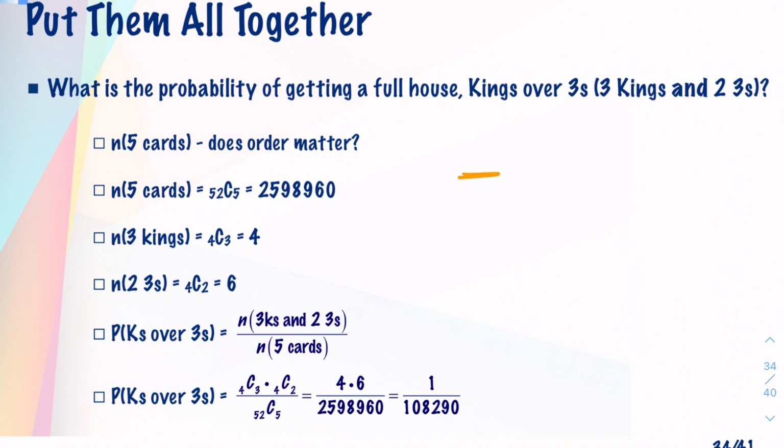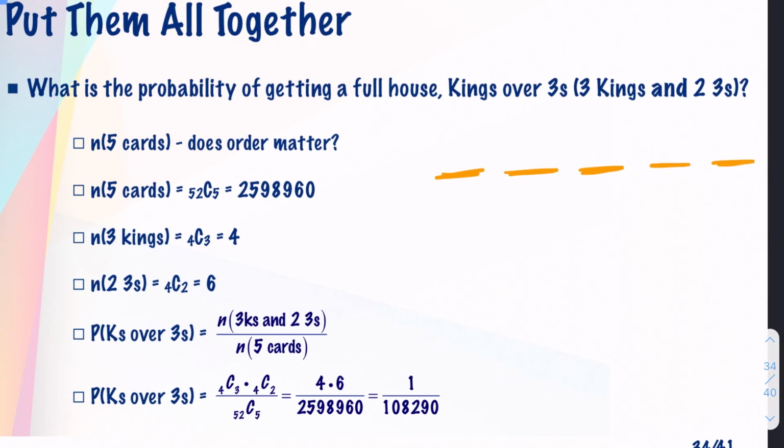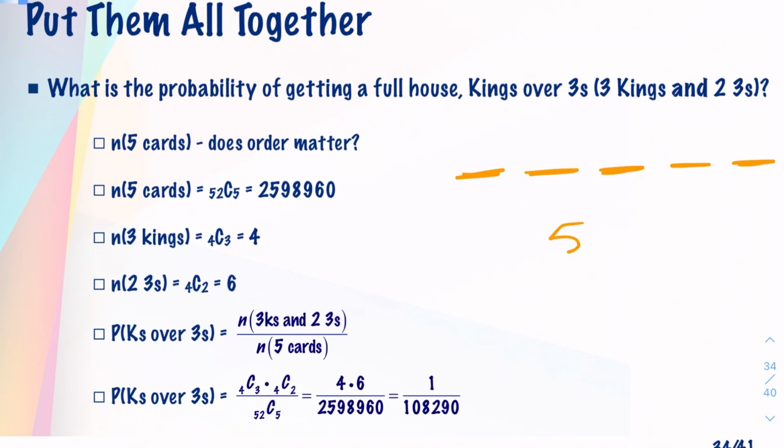Now, many of you guys go, okay, I think I've played a little poker before. I know I get 5 cards. There are 52 cards in the deck. And the question that you need to ask yourself is, if you're dealt 5 cards and then you pick them up, does the order matter? Because if order doesn't matter, then this is a combination.